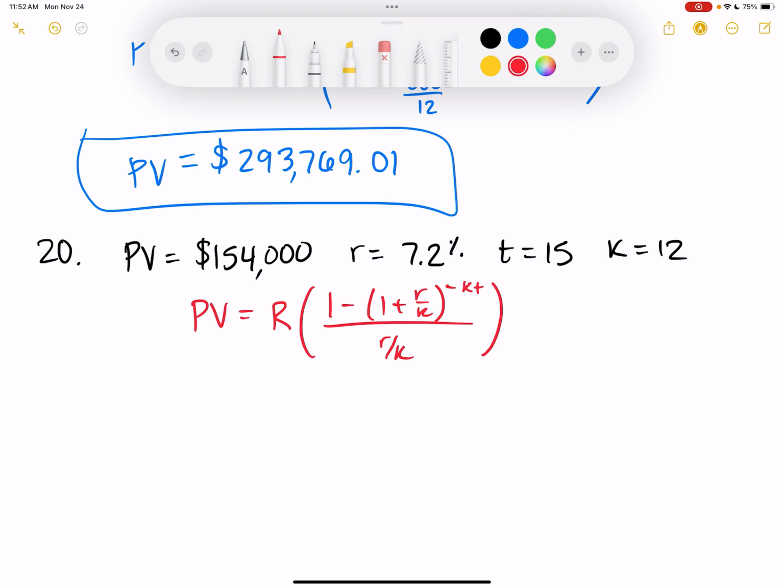Or I can just flip this fraction and multiply it by PV. Keep, change, flip. Divide by a fraction, multiply by the reciprocal. Did the way I said at first, does that work too? What did you say to do? Can I divide both sides by R and then multiply both sides by P over PV?